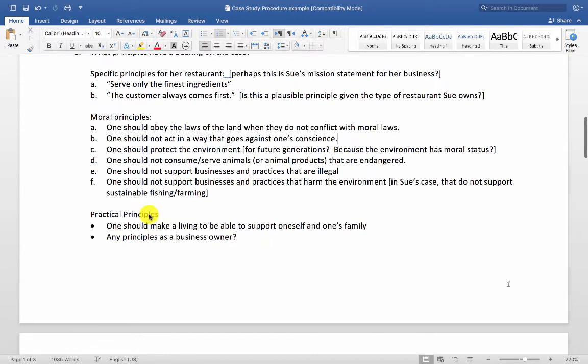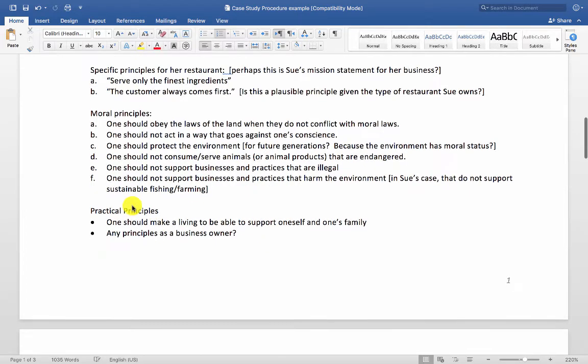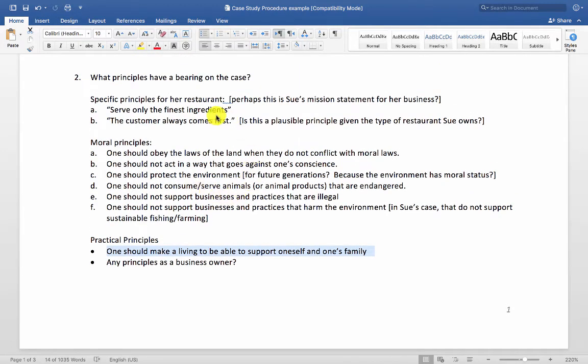And there are some practical principles. One should be able to make a living to support oneself and one's family. Is that a moral principle? Maybe. Any principles as a business owner? I don't know. I put these as practical principles because she doesn't have to own a restaurant in order to make a living. She could close down the restaurant, and if she's very skilled, she could work for another restaurant. So this is not the only option or only game in town. That's why I put it as a practical principle. So you think about that.